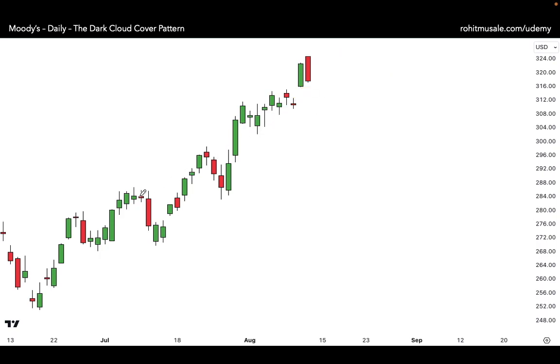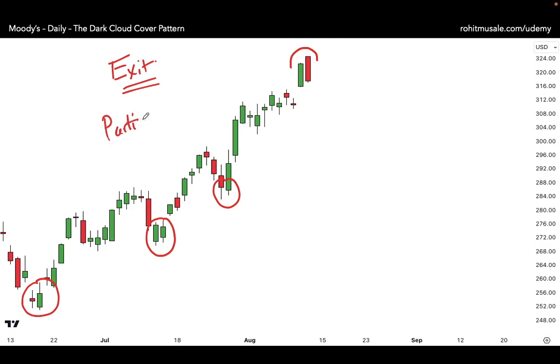But if you had taken a long position here or here or here, and when you see such a pattern, you should either take a full exit from the market, close your position, or at least take a partial exit, because you know that the dark cloud cover is a very dangerous pattern. It is one of the strongest bearish patterns available out there, especially if it is ideal. If it were a variation, then a partial exit would have been okay, but if it is ideal, then a full exit is recommended here.